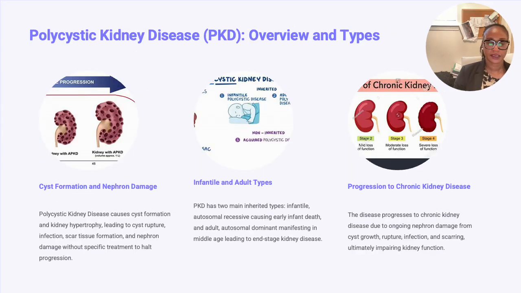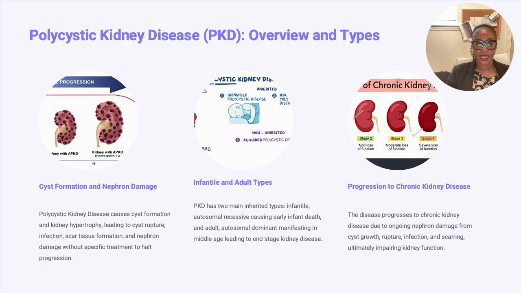So on this slide, this is polycystic kidney disease. I have three different pictures, just showing an overview and types. This is cyst formation and hypertrophy of the kidney, which leads to cystic rupture, infection, formation of scar tissue, and damaged nephrons. There is no specific treatment to arrest the progress of the destructive cysts. The ultimate result of this disease is chronic kidney disease.